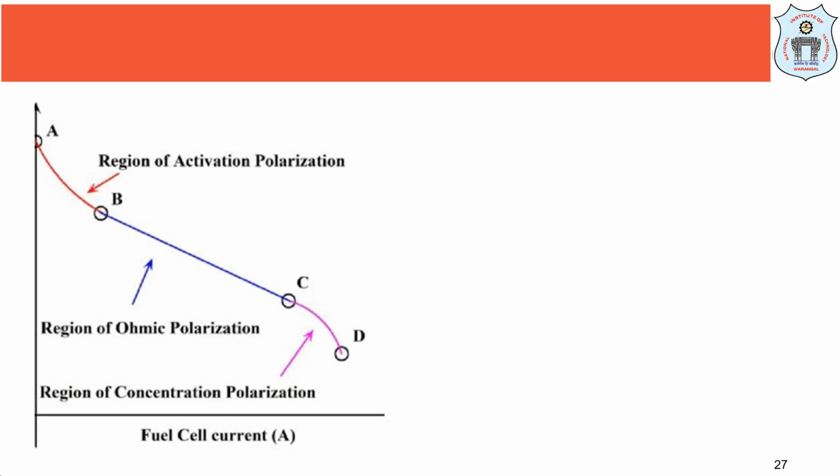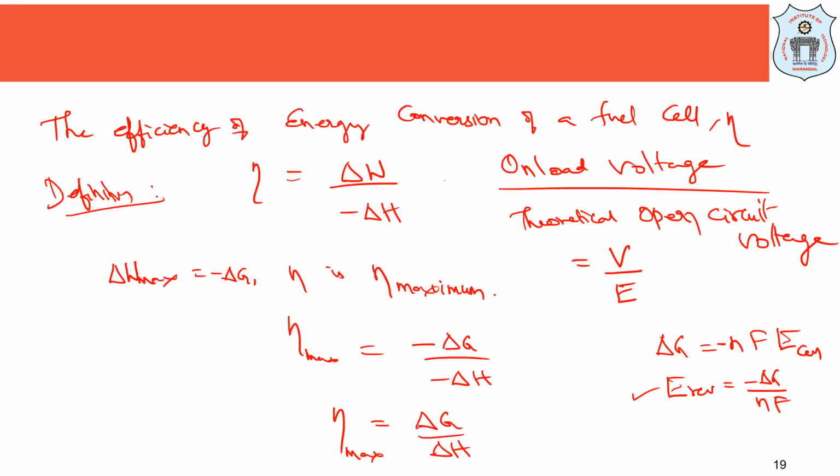All these losses in the cell can be included under voltage efficiency. So that's where we are saying this voltage efficiency is defined as on-load voltage by theoretical open circuit voltage, which is the EMF generated.